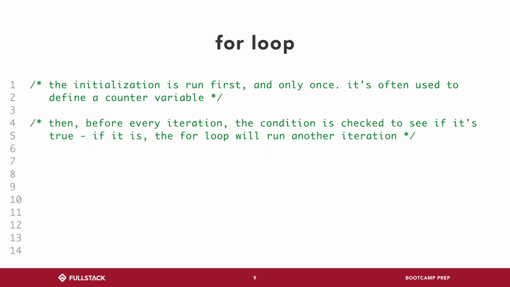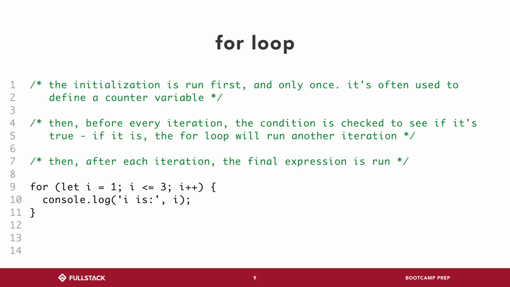So the initializer is run first and only once. It's often used to define a counter variable, like we made that index and started it at 0. Then before every iteration, before it ever hops into the code block, we're going to check that condition to see if it's true. And if it is, we're going to execute the code in the code block, and then we'll come back up and we'll run the final expression.